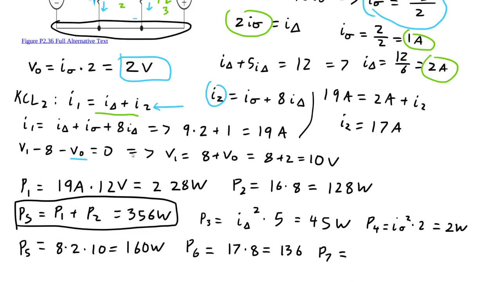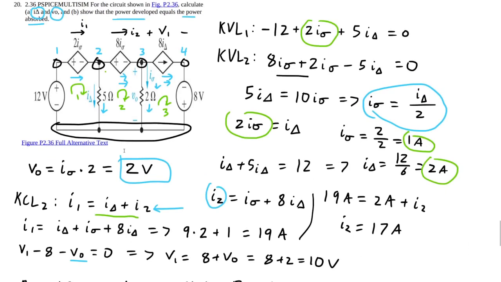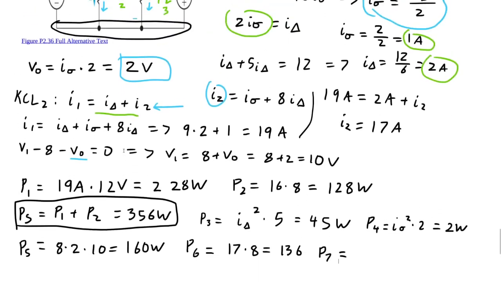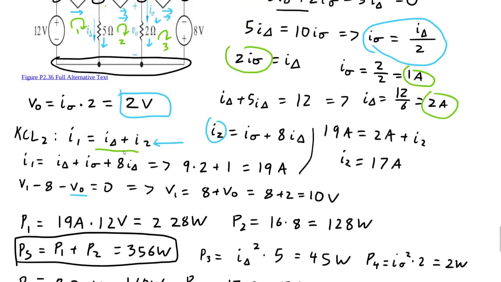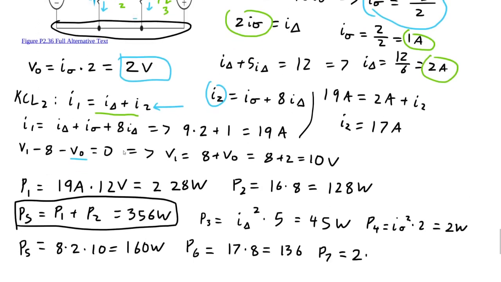And finally, P7. We're going to do the same process one more time. So 2 I sigma times I1. Well, I sigma is known to be 1, so 1 times 2 is 2. And the current flowing through it is I1. I1 is 19. So 2 times 19 is 38 watts.